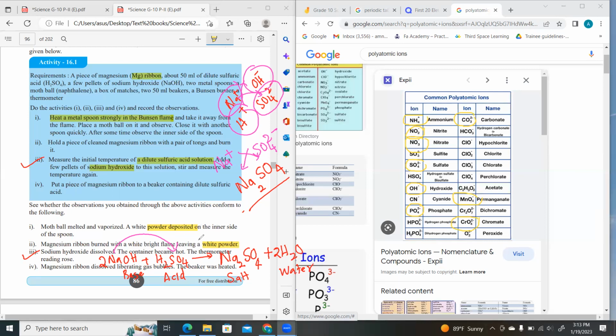So we used to say this is neutralization. Neutralization means what? If an acid is reacting with a base, yes, we used to call that a neutralization reaction. Okay, we'll go with the fourth one. Put a piece of magnesium ribbon into a beaker containing dilute sulfuric acid. So here they are showing how a metal can react with an acid, right?